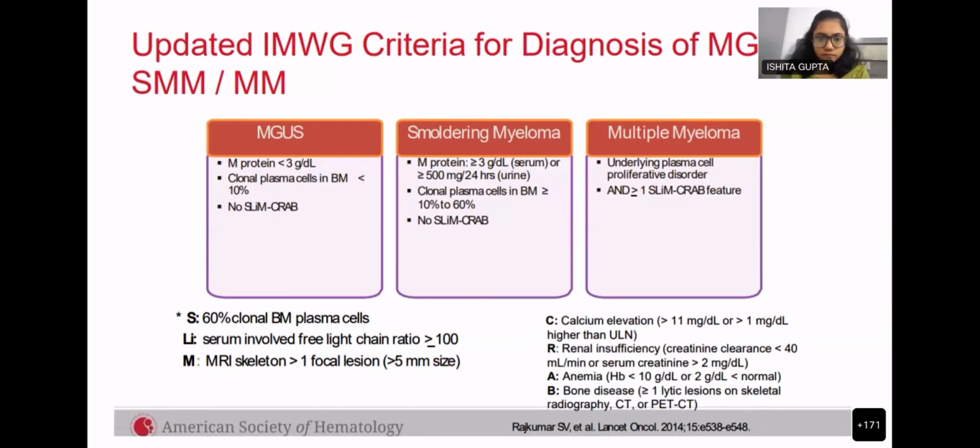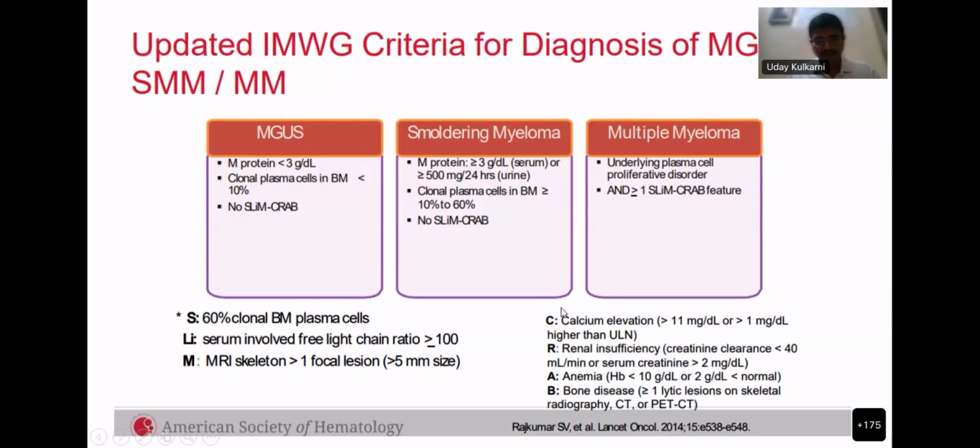Now that we have seen the natural history, we come to the diagnostic criteria for these disorders. As we saw, monoclonal gammopathy of undetermined significance, I had shared this article also with all of you, is defined as monoclonal protein, M protein, in the blood being less than 3 gram per deciliter, clonal plasma cells in the marrow being less than 10%, and absence of a whole lot of features. Let's go through these one by one.